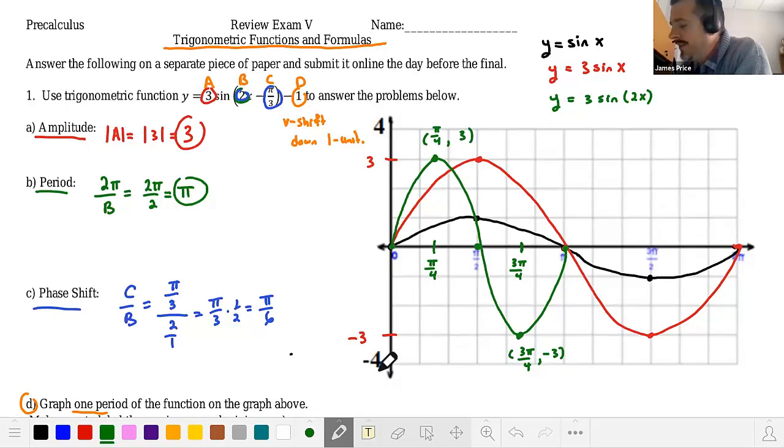And now we have to include the phase shift, right? So the phase shift is move it to the right pi over 6. Now that's pretty tricky to do, but the way that I drew this sort of coordinate system is that these little spots right here are pi over 6s. So notice this is 1/3 of pi over 2, which is pi over 6.